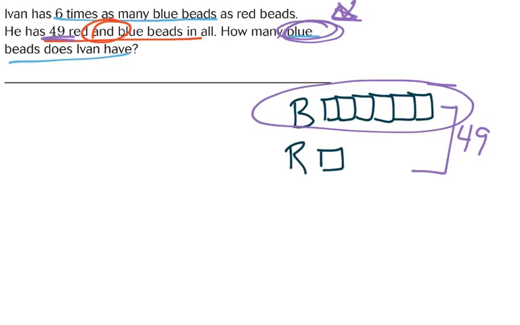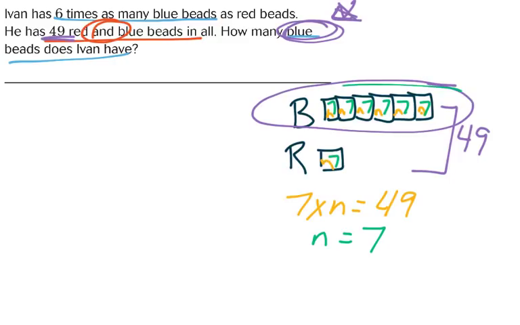Alright, now, we don't know how many are in each of these boxes, so those are our n's. That's our variable. We have to count up all of our n's. In this case, we have 7 of them. 1, 2, 3, 4, 5, 6, 7 n's. So 7 times n is equal to 49. And when I solve for that, n is equal to 7, because 7 times 7 is 49. I'm going to replace my n with 7.